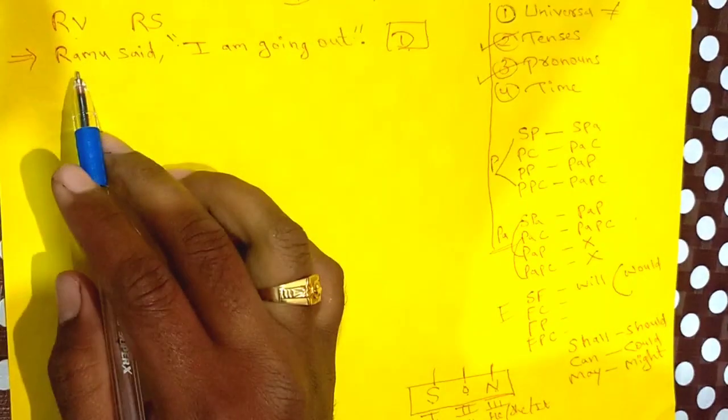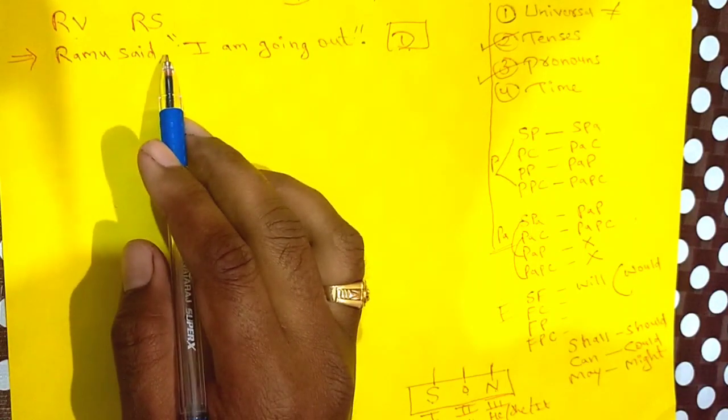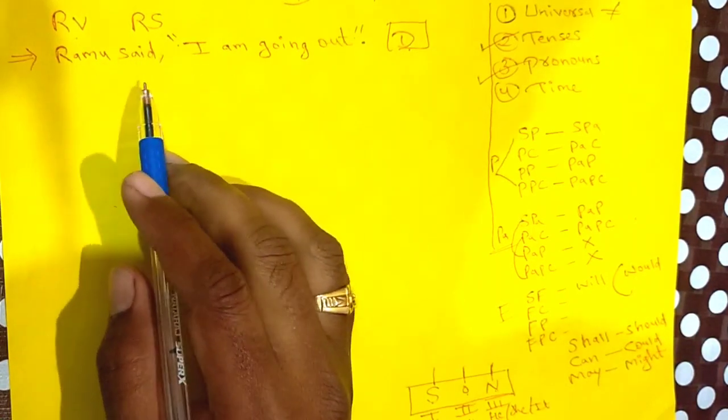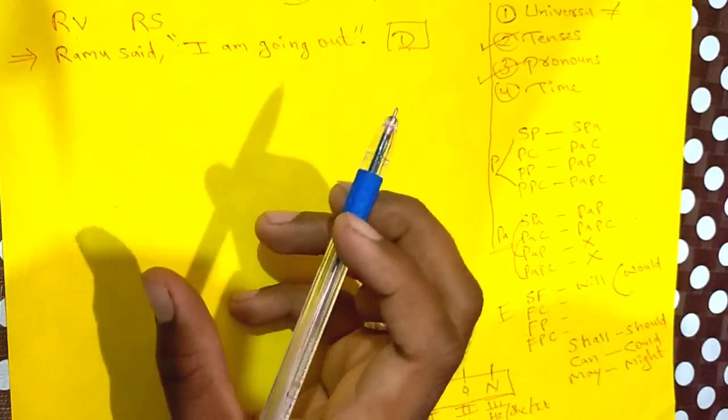Subject, object, no change. What is the subject? Here is the subject. Ramu is the subject, and right now here is no object, but there will be some sentence like Ramu said to Sonu. So in said to Sonu, Sonu has become the object.